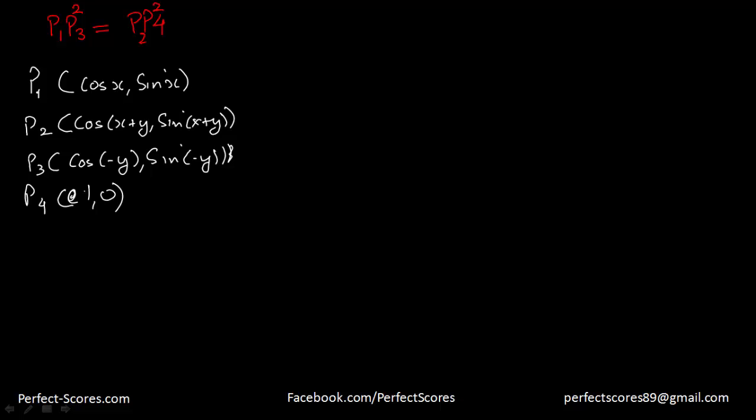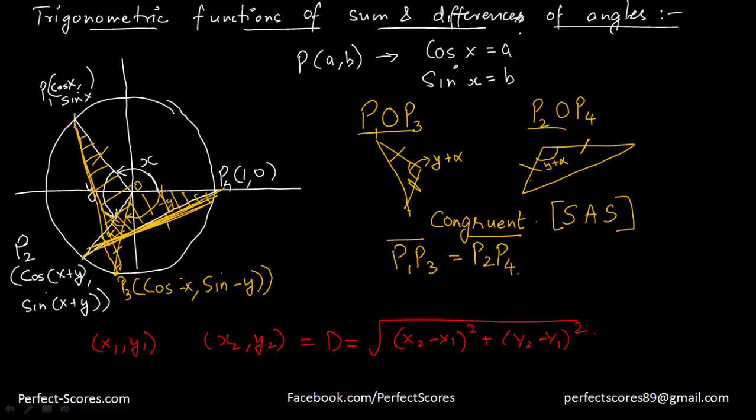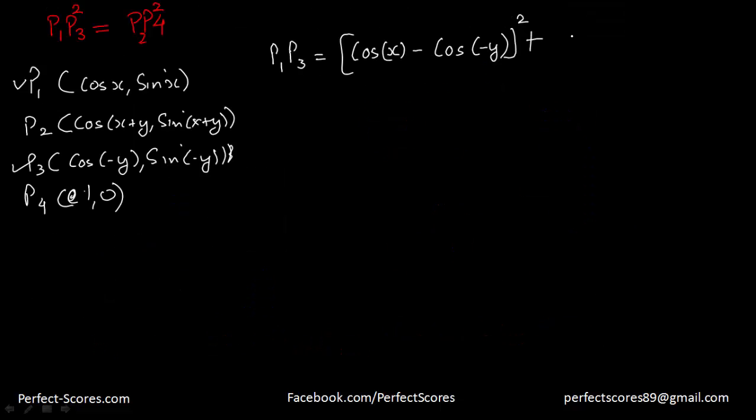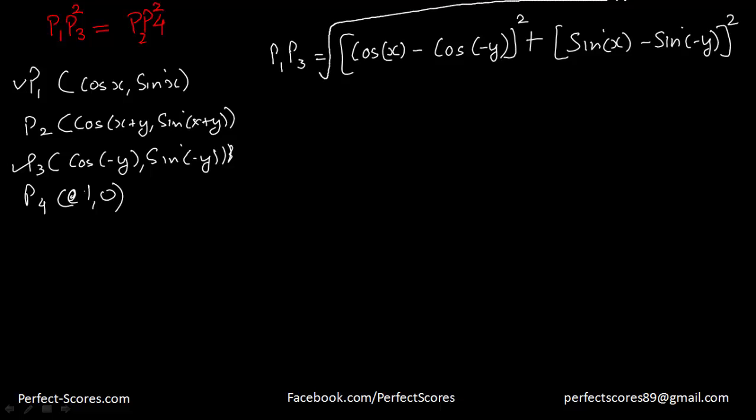So the P1, P3 distance is going to be equal to the under root of cosine of x minus cosine of negative y whole square, plus, as we know from the distance formula, the distance between the y coordinates, that is sine x minus sine of negative y whole square, right?